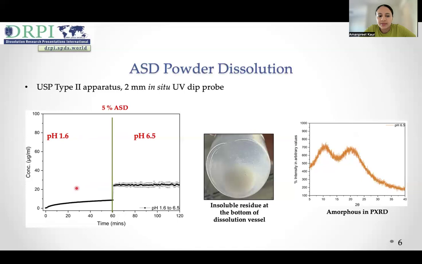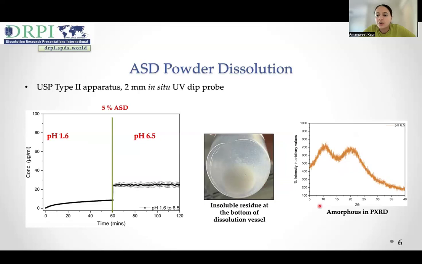At pH 1.6, bedaquiline release was only 10%. This is because HPMCAS does not ionize or solubilize at this pH. With switch in pH to 6.5, we still only observed a slight improvement in bedaquiline release to up to 25 to 30%. And at the end of dissolution experiment, we observed this insoluble residue at the bottom of the dissolution vessel. Upon PXRD analysis, we confirmed that this residue was rather amorphous.